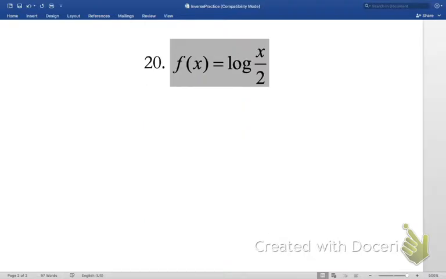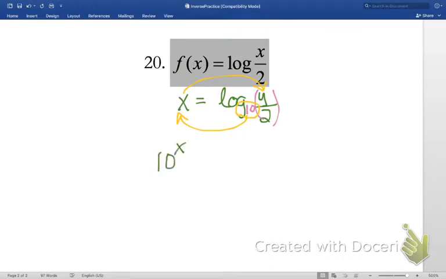Number 20. Switch the x and the y. So I have x equals log of y over 2. Okay, so logs are a little tricky. Is the base written? No. The base is 10 if it's not written. And the y divided by 2, that's all inside my log, so I can't multiply by 2. But I can turn it into an exponent. Remember, we start with the base, go across the equal sign, and then come back. So that would be 10 to the x equals y divided by 2.